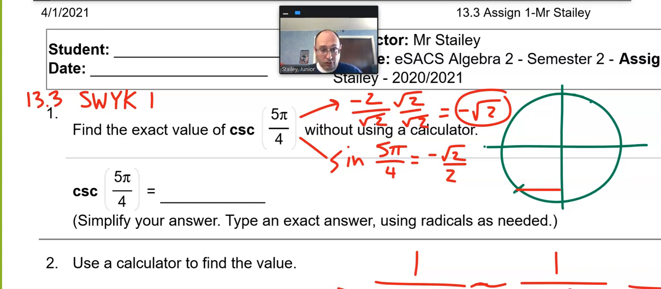Section 3, Week 1. We're looking for exact values.